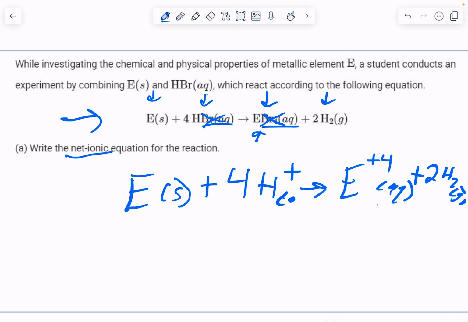Make sure this is in the aqueous state. Don't forget the states matter for everything that you have there. Okay, anything that's metal in the solid state has a charge of 0. And in the aqueous state, they're going to probably form plus charges. Like this one's going to be a +4.